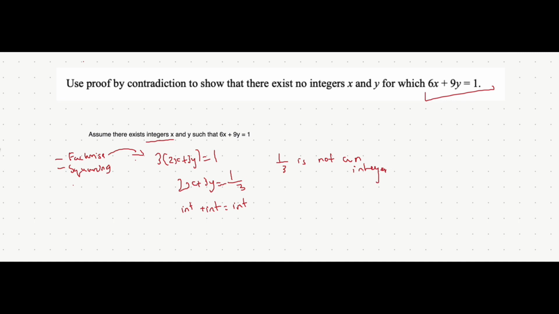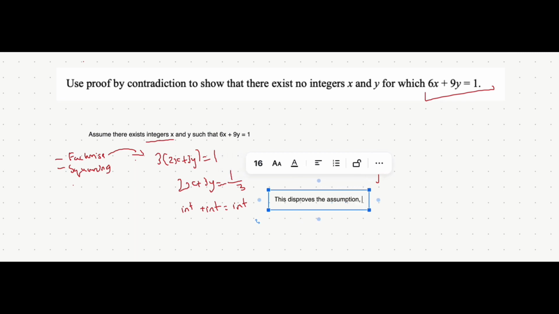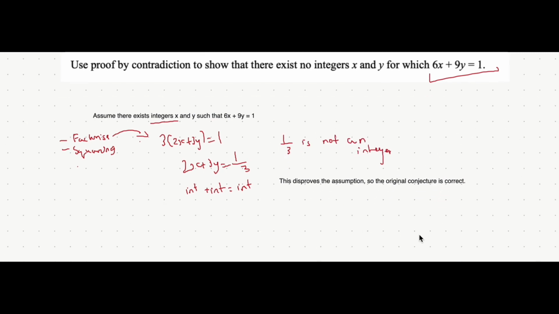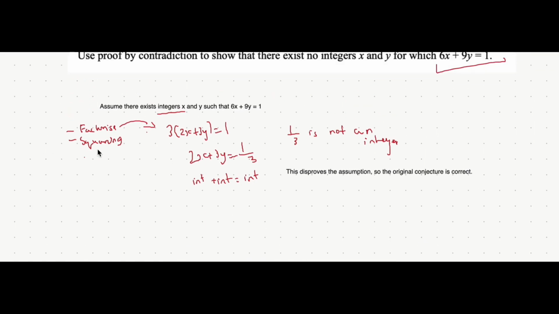Let's put that in text format. You can say this disproves the assumption. So the original statement, or if you want to be fancy, you can say the original conjecture is correct. Let's now move on to this third one, and this is where squaring helps.